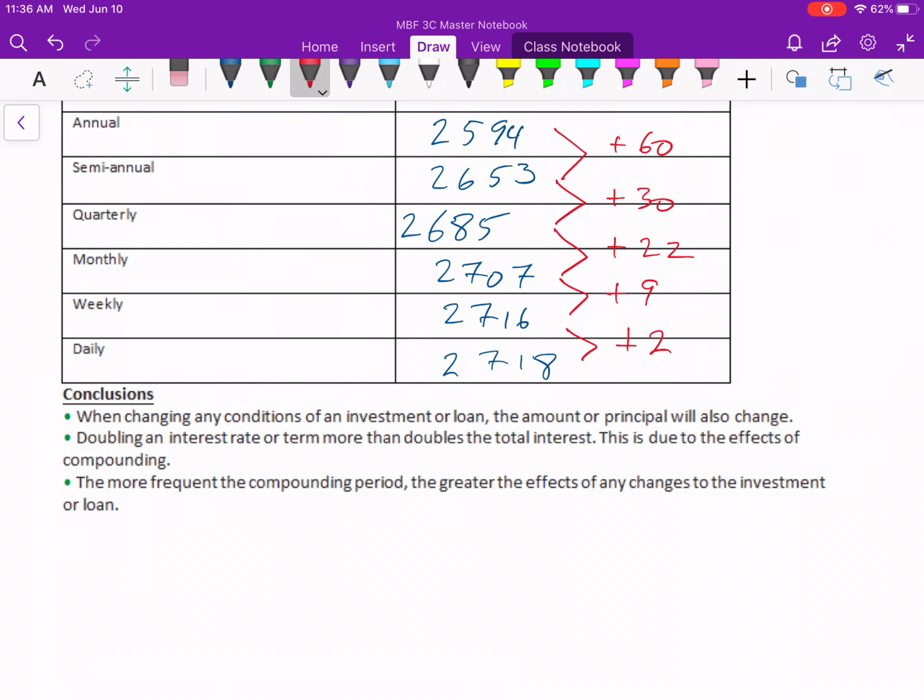So what conclusions can we draw? When you're changing any conditions in an investment or loan, the amount or the principal will also change. Doubling an interest rate more than doubles the total interest. Now that, as I said before, interest rate has got the biggest effect. So that is a huge one. So you really want to keep your eye on an interest rate. And that's because of compounding, of putting the interest back in. And also we saw the more frequent the compounding periods, the greater the effects of any change to the investment or loan. So that gives you a little extra boost.